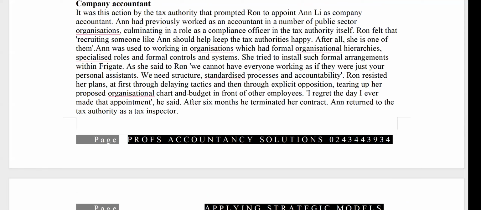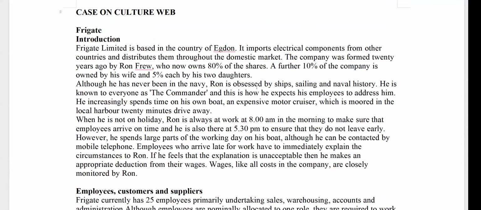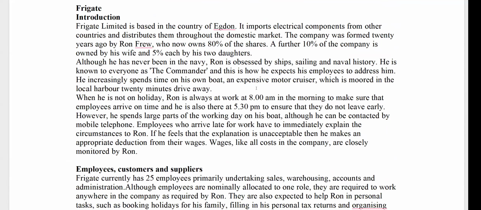Somebody said, what did we spot about Ron's company's culture? Identify the weaknesses first. I haven't taught you the cultural web yet, but identify the weaknesses that you see there. Who was the culture shaped around, and what factors can we say are influencing the culture of Frigate? This is how the question will come. And when we go back to our notes, before we proceed, let's spot if some of these things are there.